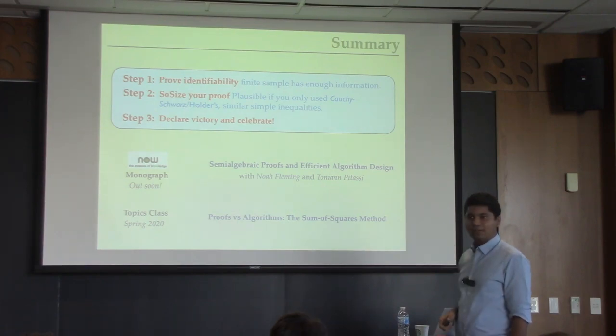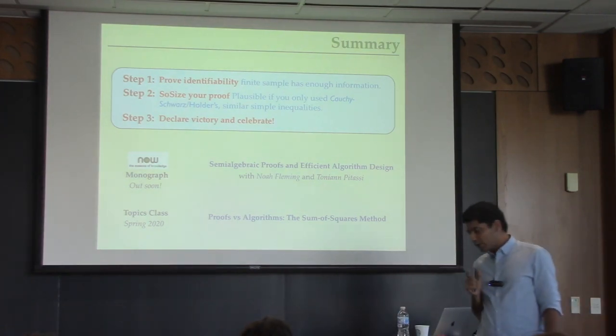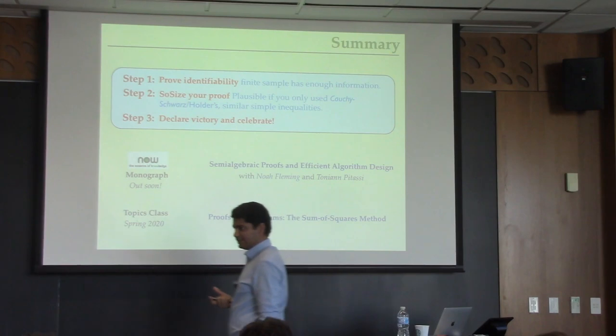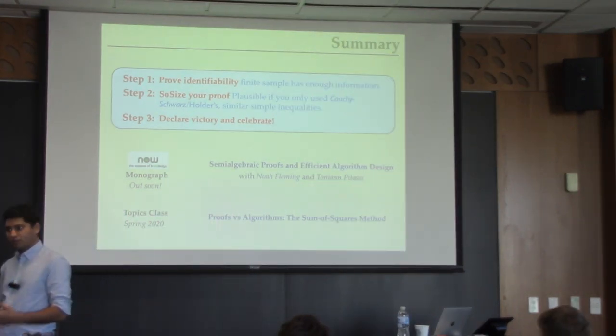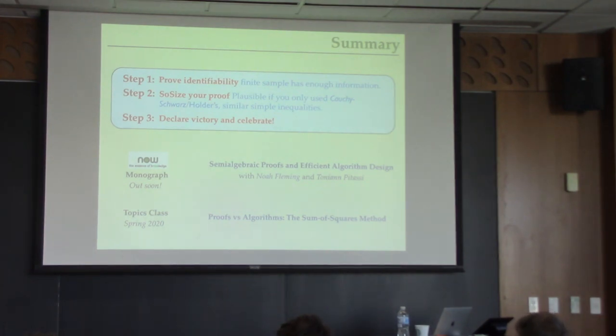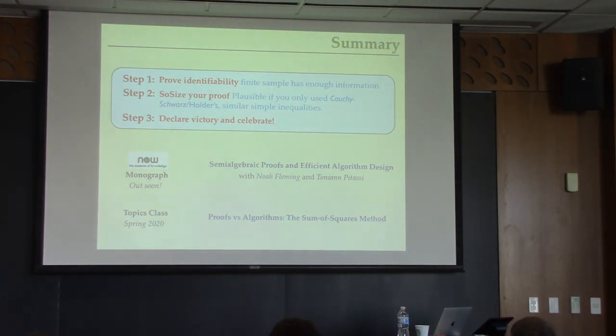Step one is the non-trivial thing. I want to point out that this is intentional, in the sense that this has been done so many times now. So many problems have actually been solved this way that the bulk of the work is in really constructing the identifiability proof. Step one is the most non-trivial step.